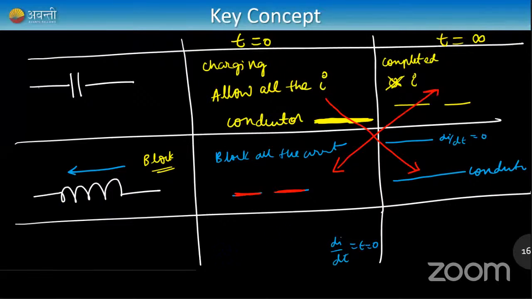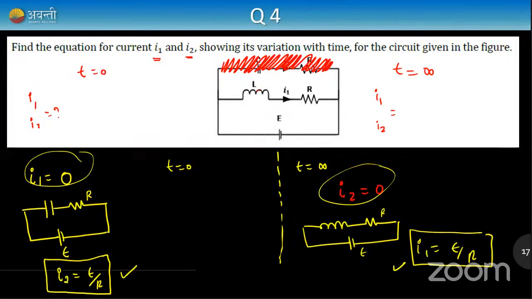That's all. V is equal to IR, I is equal to V by R. EMF by resistance is equal to current. Cool, right?